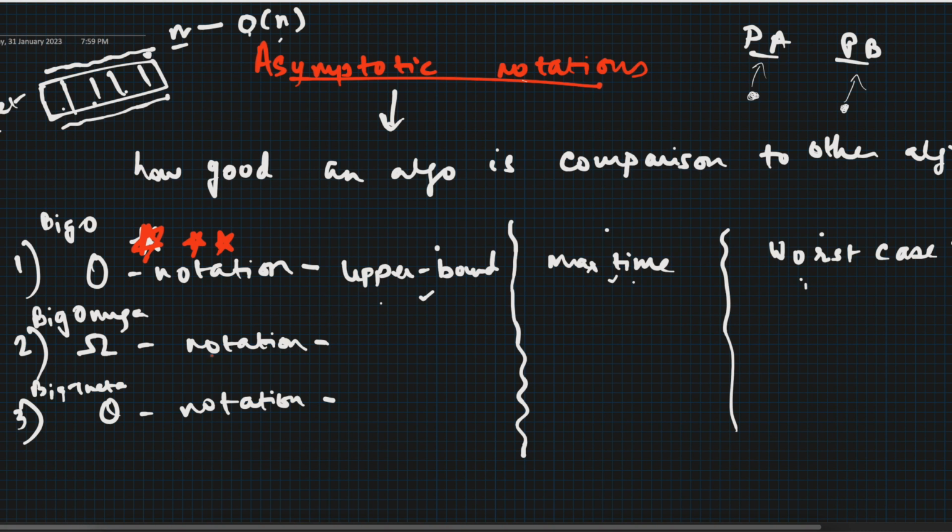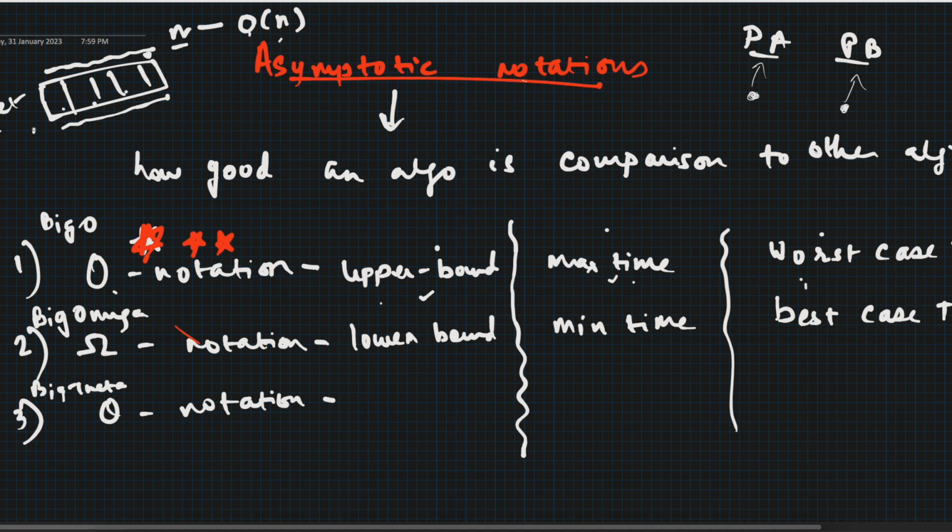Now, big omega, the second case. This is the complete opposite of big O. This is the lower bound of your algorithm's runtime, or the minimum time that it will take, or the best case time complexity. This is also something which comes up often. Minimum time means your algorithm is, let's say, taking order of n, but it can take more than order of n also. So what is the best case?